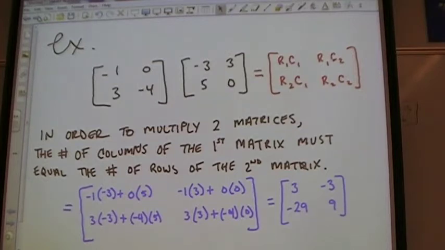Now, we talked about adding and subtracting matrices. When you add and subtract matrices, they have to be exactly the same. You can only add a 2 by 3 to a 2 by 3. But here, as long as the number of columns of the first is equal to the number of rows of the second, you can multiply. Okay, does everybody have the definition now? So it could be 3 by 2 multiplied by 2 by 3.